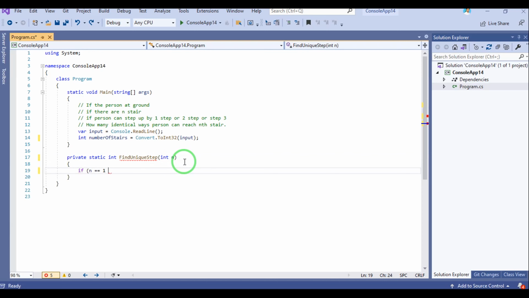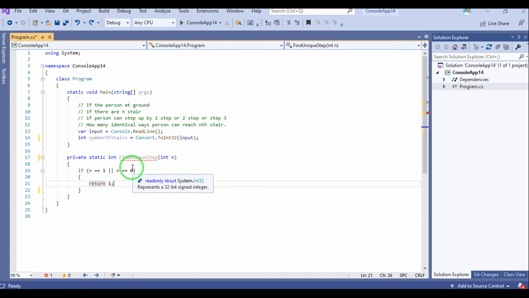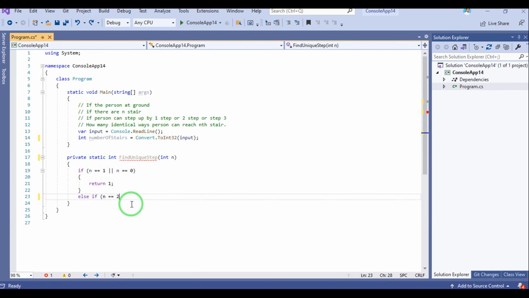If the value of n is 1 or 0, then I return 1. If the number of stairs is 0, then there is only one way, just stay, do nothing. And if the number of stairs is 1, then there is only one way, take one step. If the number of stairs is 2, then what are the unique ways? Take one step and again take one step. This is one way. Otherwise, take two steps at once. So there are only two unique ways to reach the second stair.